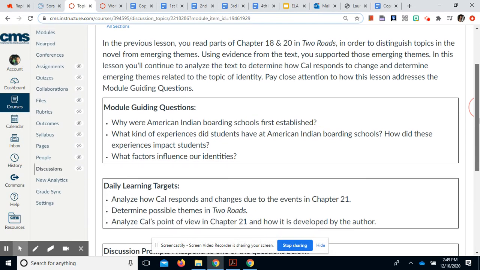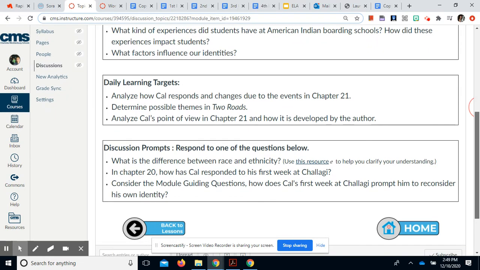Our learning targets for today: analyze how Cal responds and changes due to the events in chapter 21, determine possible themes in Two Rows, analyze Cal's point of view in chapter 21 and how it's developed by the author. So we have a couple of discussion prompts here.